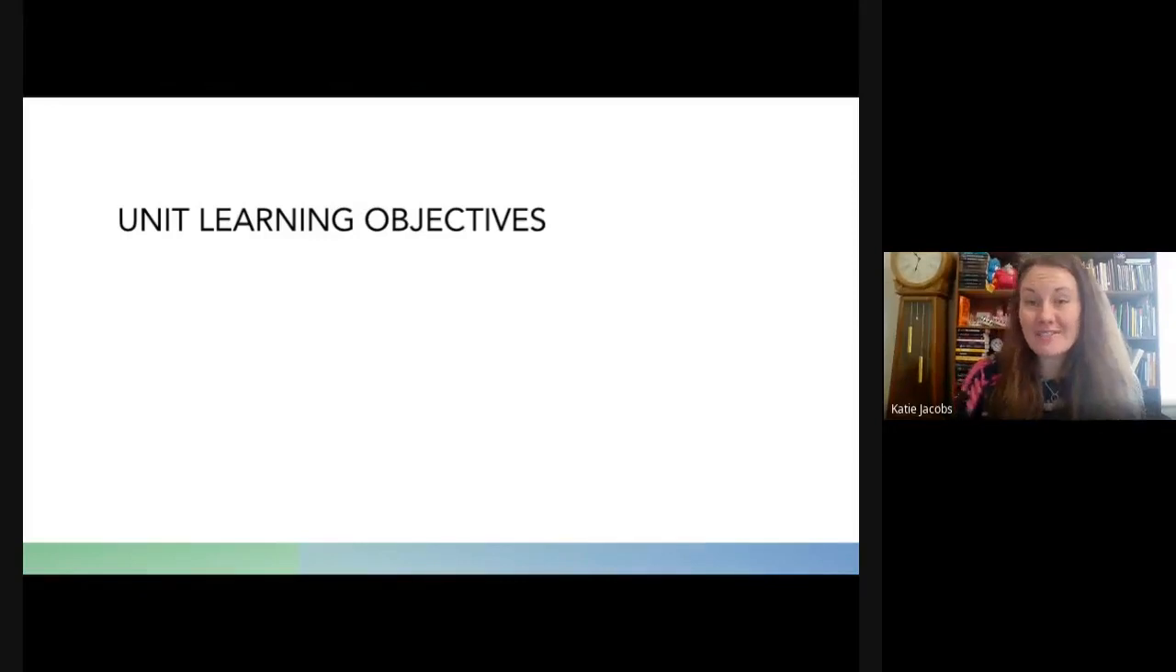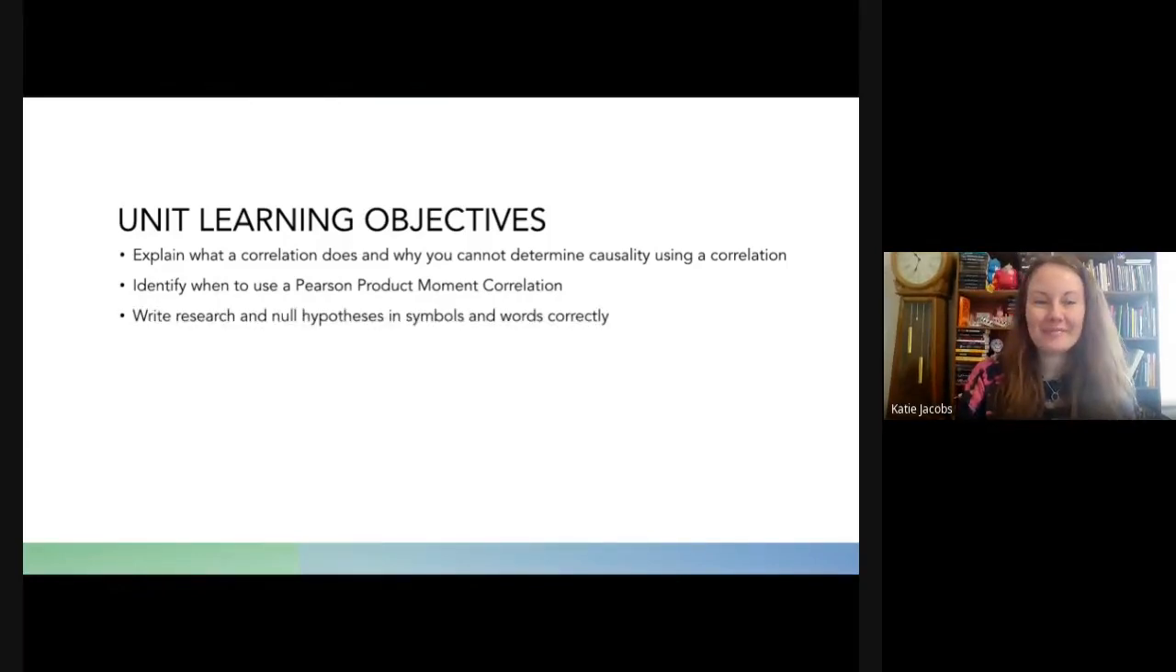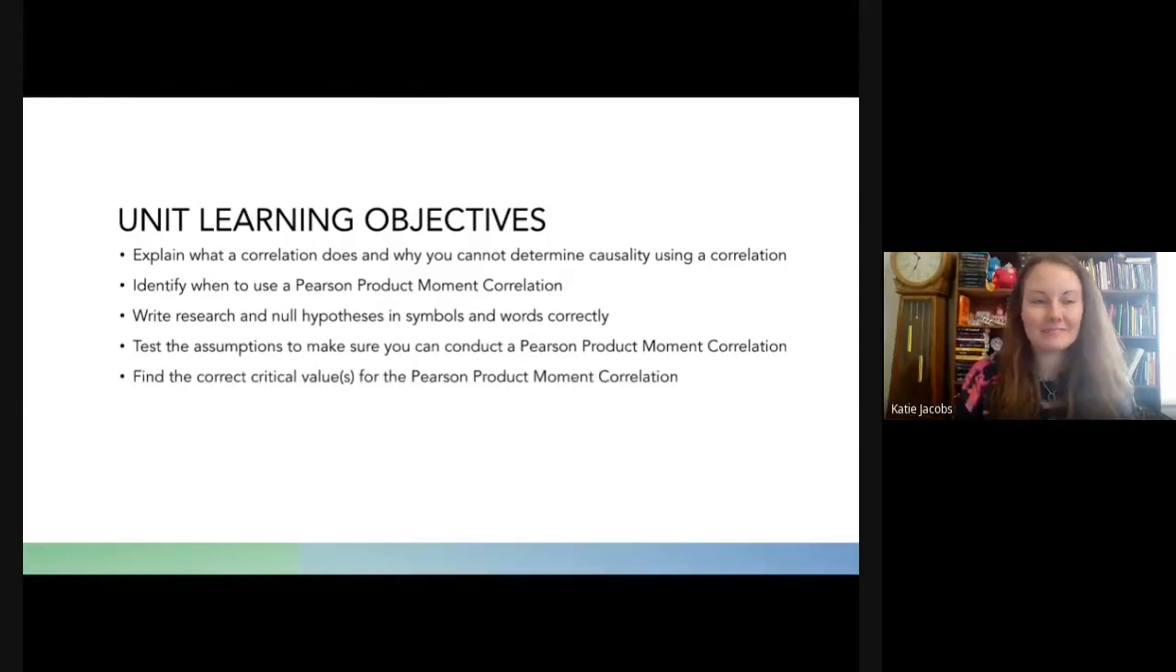Our unit learning objectives for this unit include: I want you to be able to explain what a correlation does and why you cannot determine causality using a correlation. I also want you to be able to identify when you're going to use a Pearson product moment correlation. I want you to be able to write the research and null hypotheses in symbols and words correctly. I want you to be able to test the assumptions to make sure that you know that you can calculate a Pearson product moment correlation.